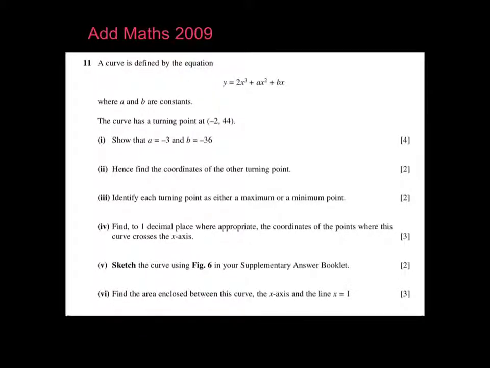2009, Paper 1, Question 11, Curve Sketching. Given the equation of a curve with two unknowns, we're told that the curve has a turning point. We know that turning points are related to when dy/dx equals 0.